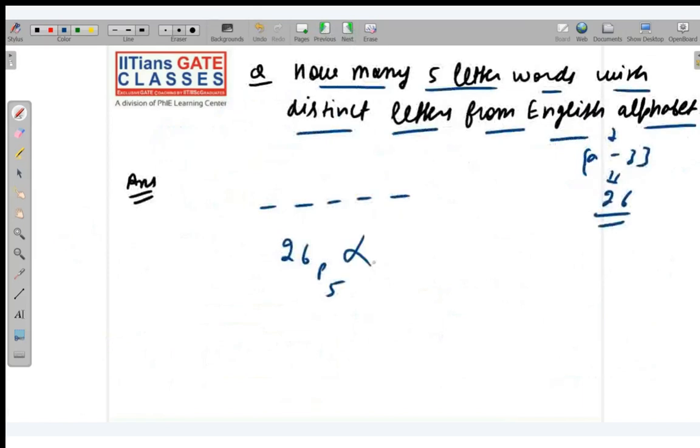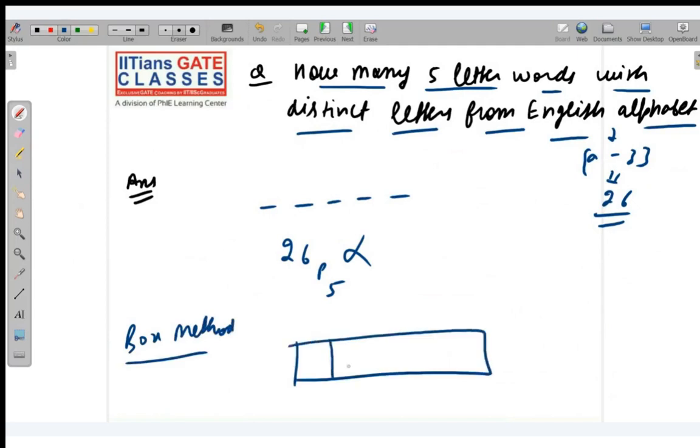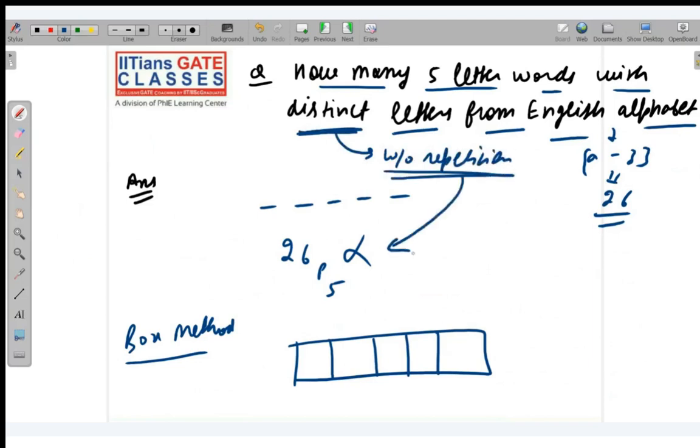Simply apply the box method. Let me tell you what the box method is. The box method is very easy, you just make boxes. What is the length? 5 letters, so you will make 5 boxes, 1, 2, 3, 4, 5. Now distinct, since I have used the word distinct, that means what? Without repetition.